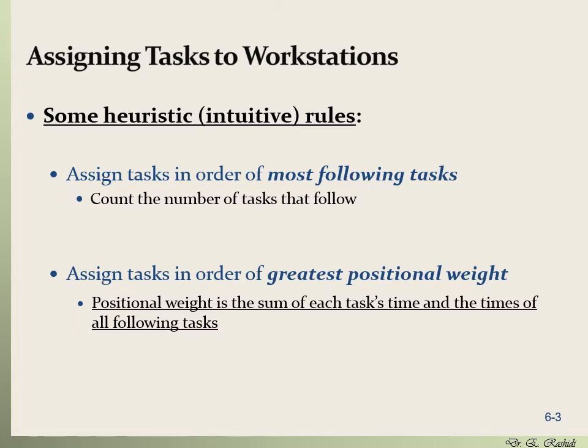The first one is the most following tasks heuristic. It works such that you assign tasks in the order of the most following tasks, so count the number of tasks that would follow a task. The other heuristic works as the greatest positional weight. You would assign tasks in order of the positional weight. The greatest positional weight would have priority. Positional weight is the summation of each task's process time and the times of the following tasks.